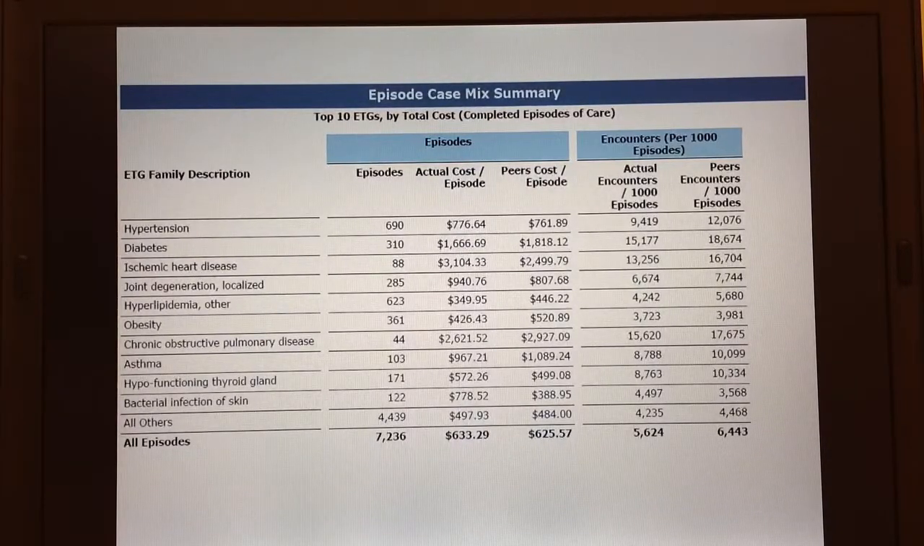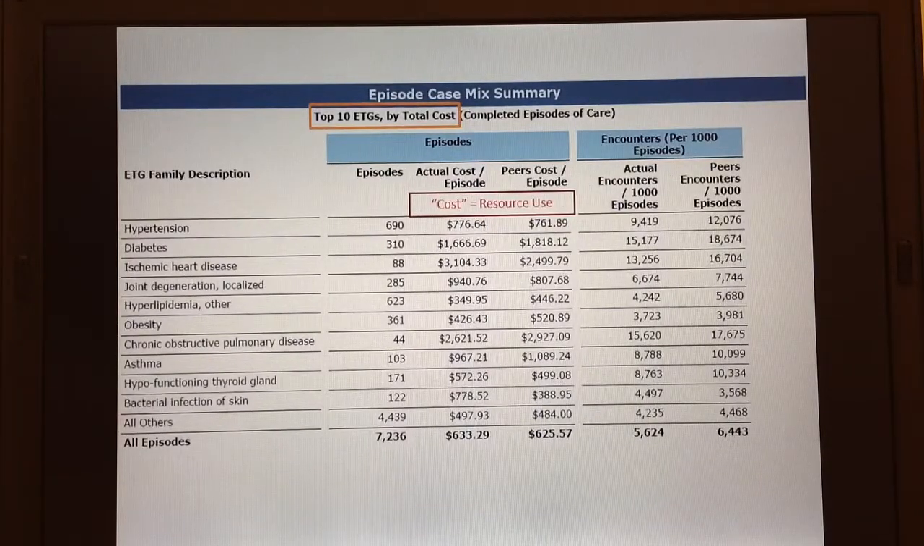Below the Patterns of Care section on page 1 is the episode case mix summary. This section displays the top 10 ETG episode families by overall resource use and compares the average episode resource use for the practice group to the average of the peer group. Note that while the columns are labeled with the word cost, these are measures of standardized cost or resource use. The measures are case mix and severity adjusted, making it an apples-to-apples comparison of efficiency at the episode family level.